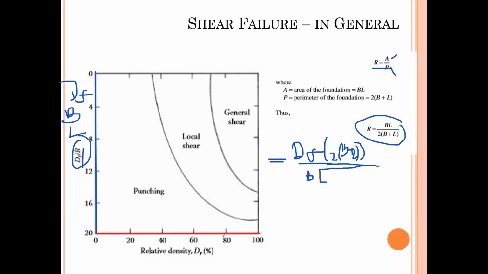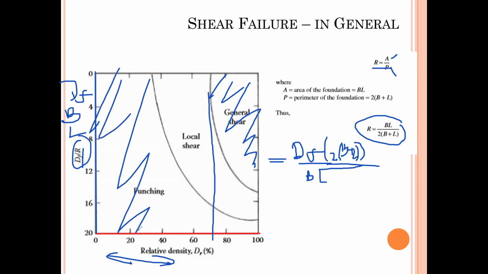So you can see general shear failure happens most of the time where the relative density is more than like 70%, 75%. Other cases, local shear failure. And if you don't compact well, it means loose conditions, then punching shear failure can happen. So it's possible.